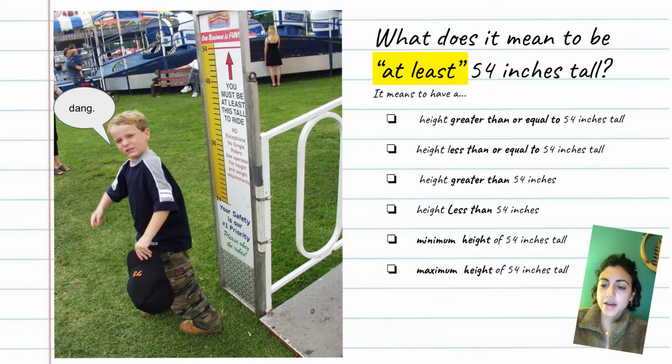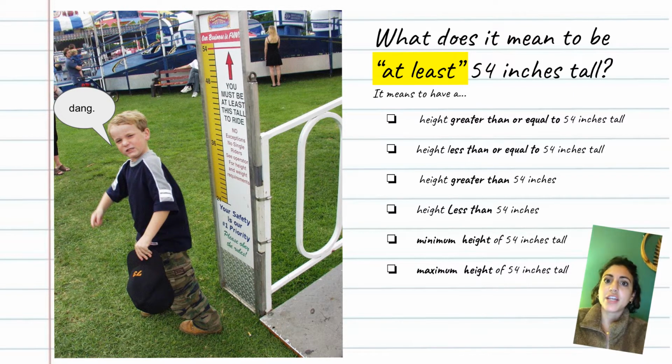So let's look at this picture here. This little kid's at a theme park, and the sign says you must be at least this tall to ride. So you must be at least 54 inches. He's not tall enough. So what does it mean to be at least 54 inches tall? It means to have a height greater than or equal to 54 inches tall, height less than or equal to 54 inches tall, a height greater than 54 inches, a height less than 54 inches, a minimum height of 54 inches tall, a maximum height of 54 inches tall.